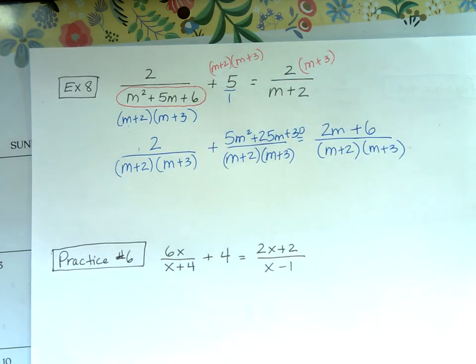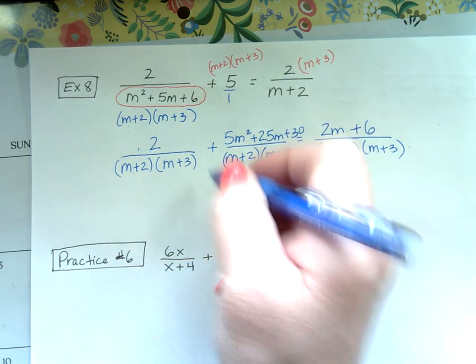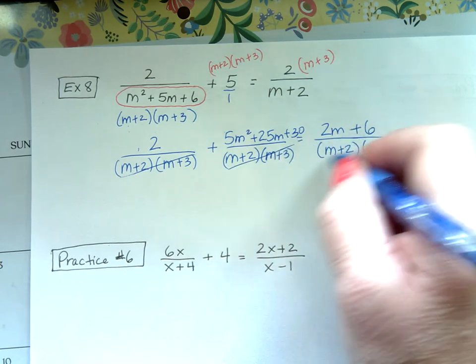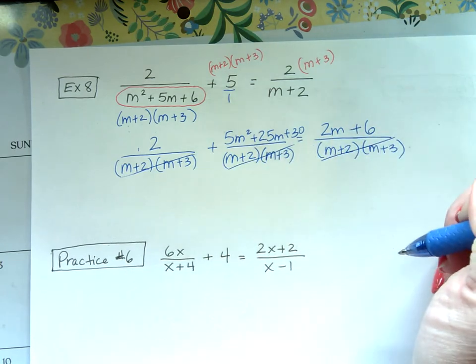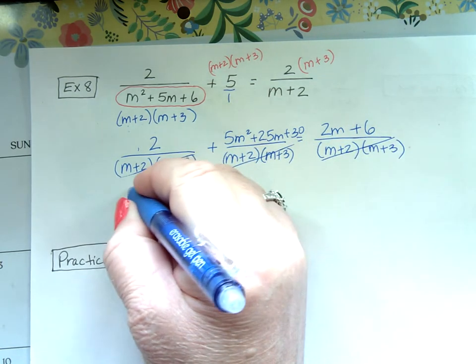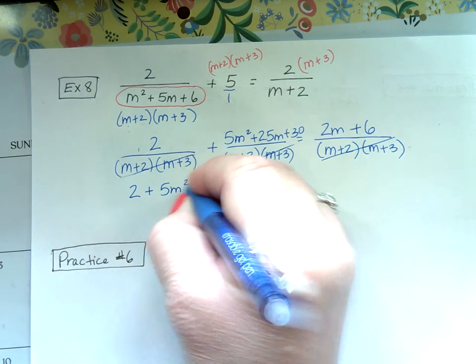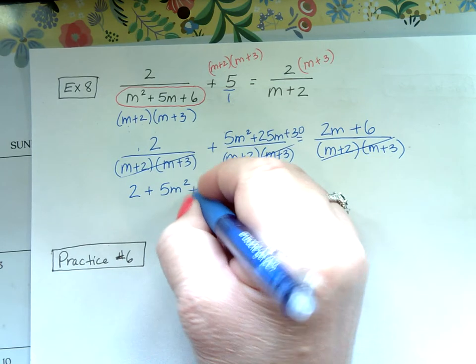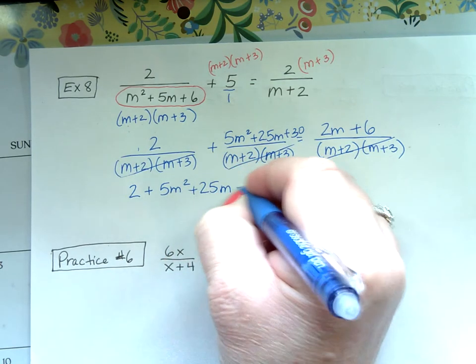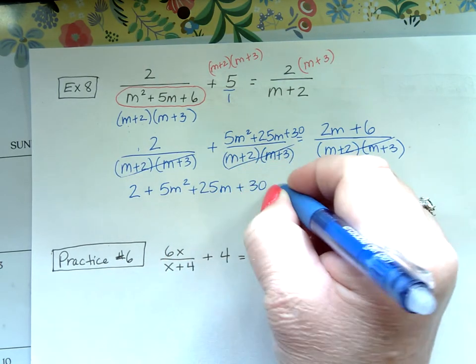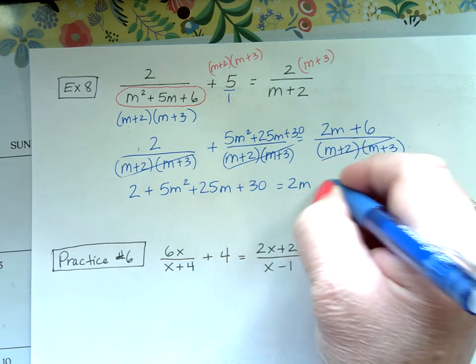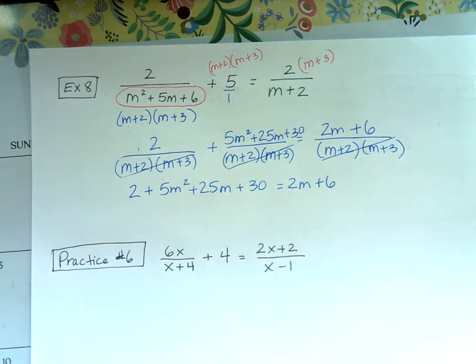All right, you're through the worst part. Now you've got all your denominators can cancel out. And you're left with just the numerators. So let's see what we got. 2 plus 5m squared plus 25m plus 30 equals 2m plus 6. That's the best part after all those denominators cancel each other out.